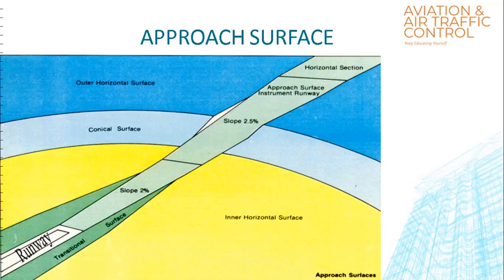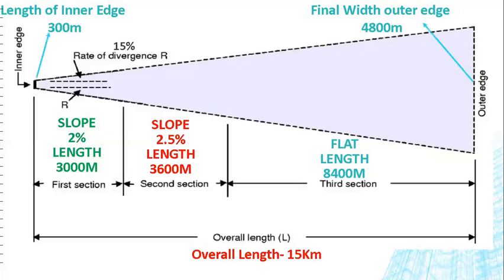The inner edge is associated with each runway threshold, and it has a specified length and is located horizontally and perpendicularly to the runway centerline at a specified distance before the threshold. The two sides also diverge uniformly at a specified rate from the extended centerline of the runway. This will become clear with this. The approach surface is divided into three sections and ends at an outer edge that is located at a specified overall distance from the inner edge, and the outer edge is parallel to the inner edge.